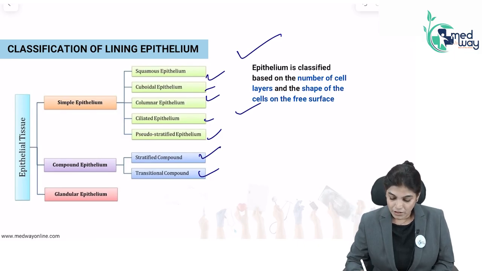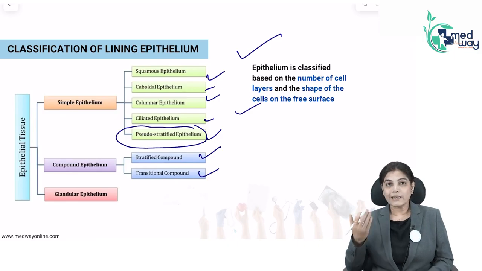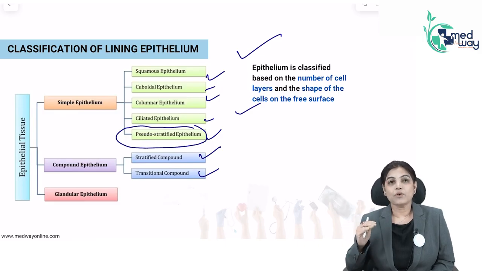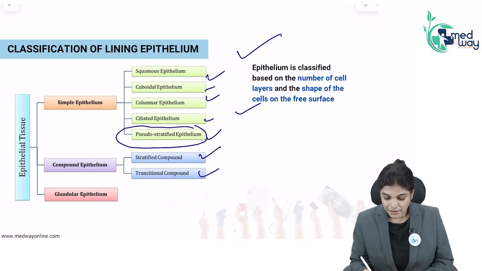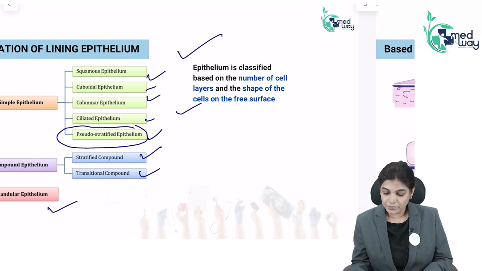The other is compound, which can be multiple layered. If we are talking about pseudo-stratified, that is not exactly multi-layered. It appears to be multi-layered, but it is a single layer only. Stratification means multiple layers of epithelial cells are arranged. We have two varieties in it: the transitional epithelium, which is present in the urothelium, and the other variety, stratified compound. Glandular epithelium is for contraction and secretion.